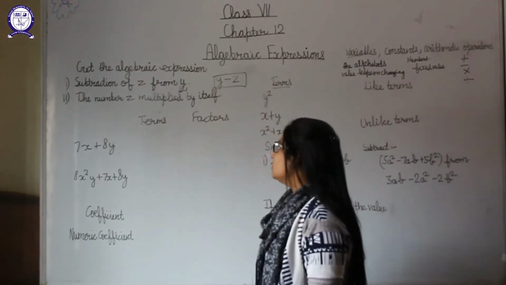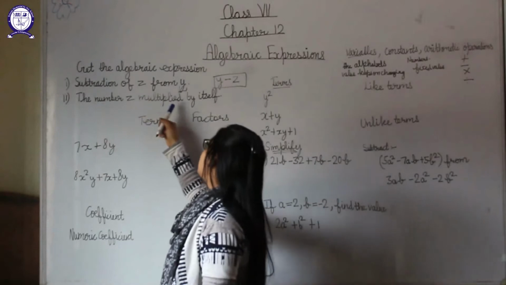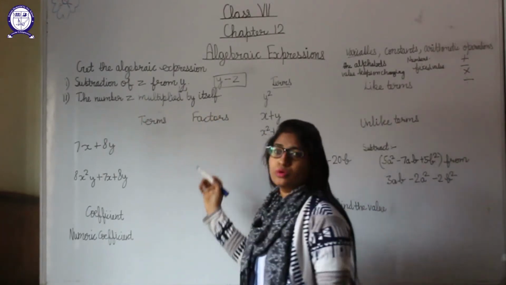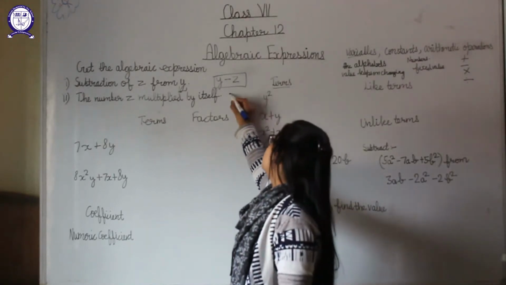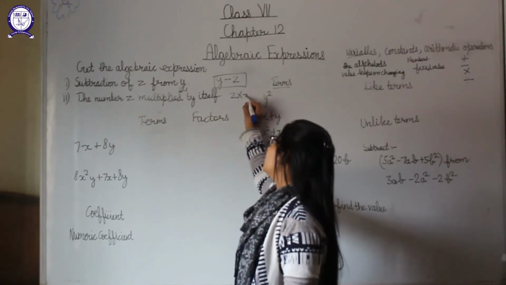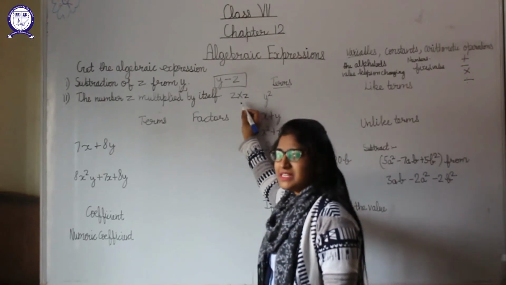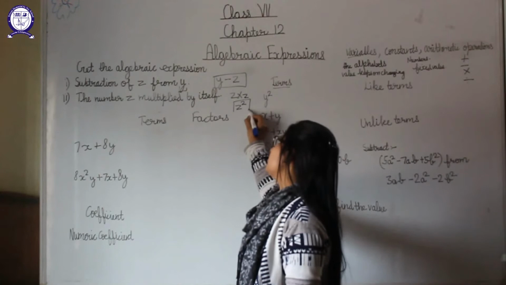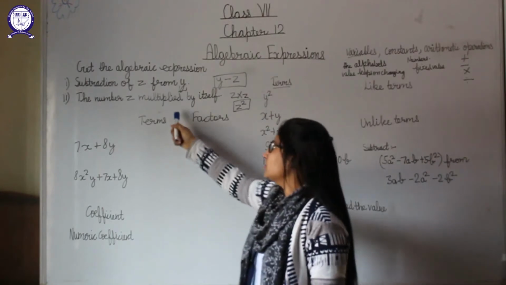Okay, now the second one is the number z multiplied by itself. Itself means z is multiplied by z only. Okay, so z multiplied by z, and we can write it as z square, right? So z square is our algebraic expression for this.